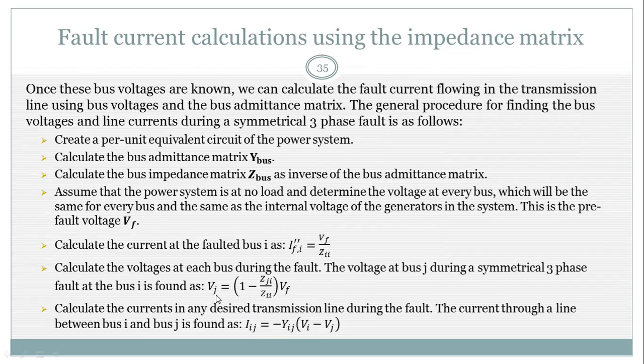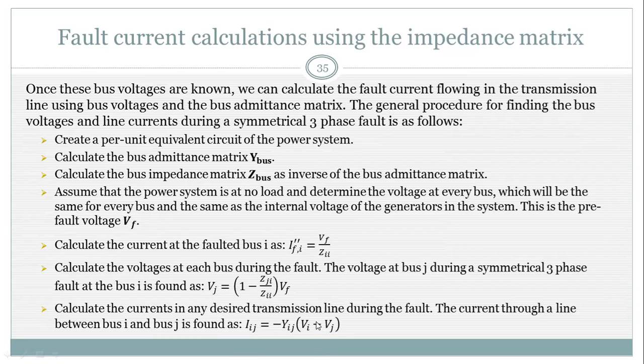J is the bus number for which we want to calculate the voltage: Vj is equal to 1 minus Zji divided by Zii into Vf. So here, if this is a 10 bus power system and the fault occurs at bus 5, and we want to calculate the after-fault voltage at bus 3, then j is equal to 3. So V3 is equal to 1 minus Zji. I means the fault bus number, that is 5. J is the bus whose voltage we want, that is 3. So Z35 divided by Zii, meaning Z55, into the fault voltage. So this is the general equation.